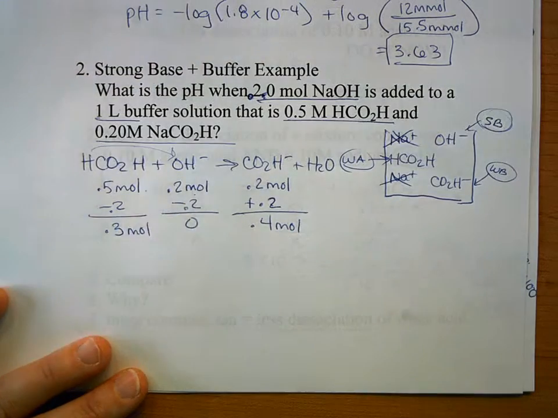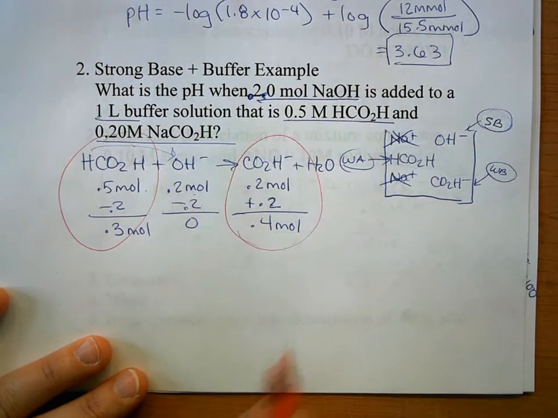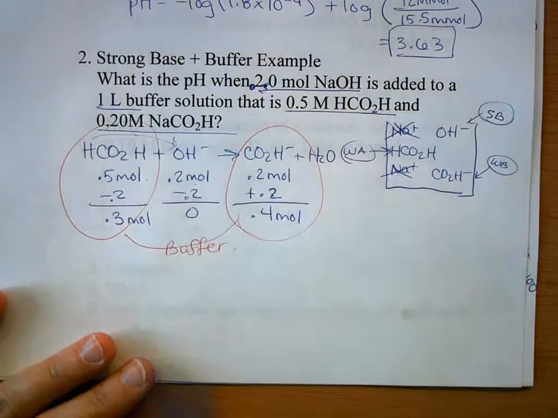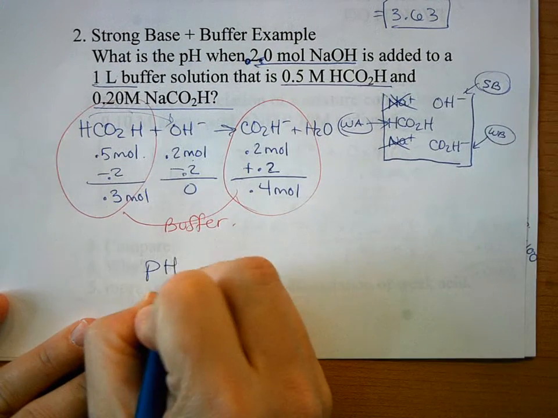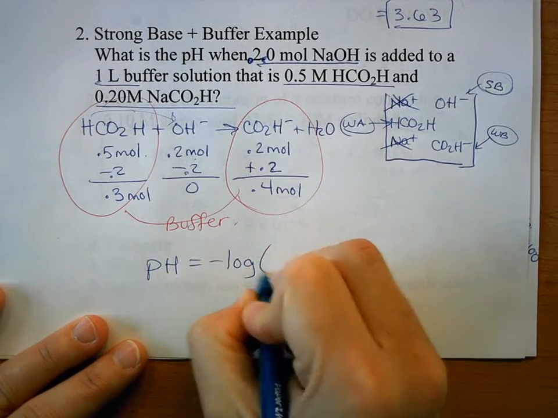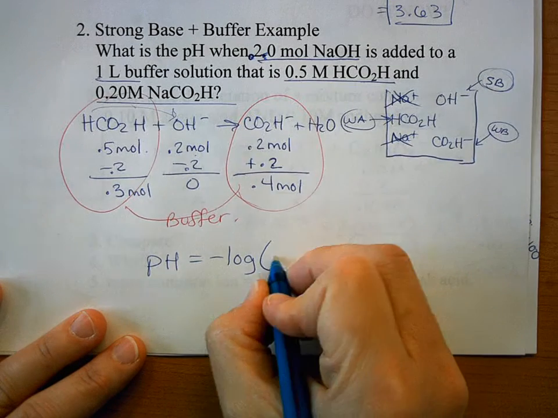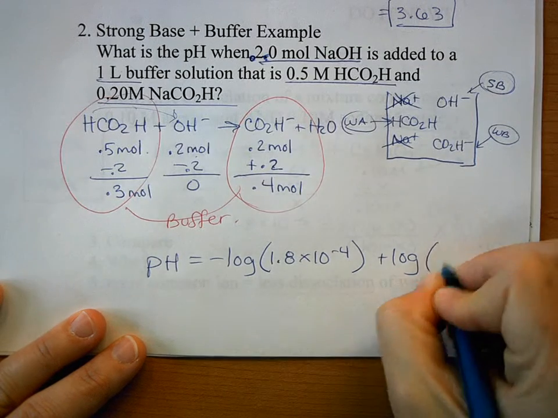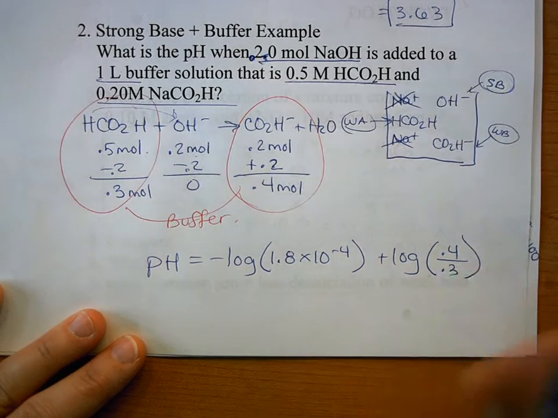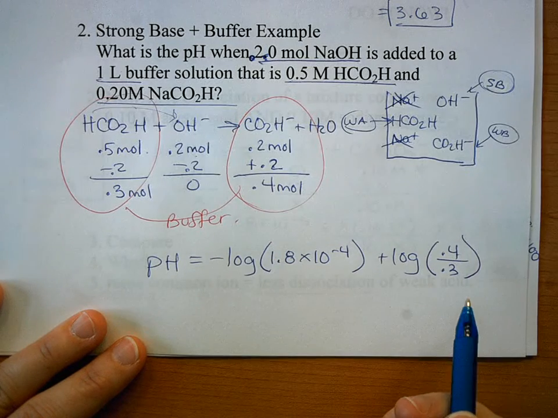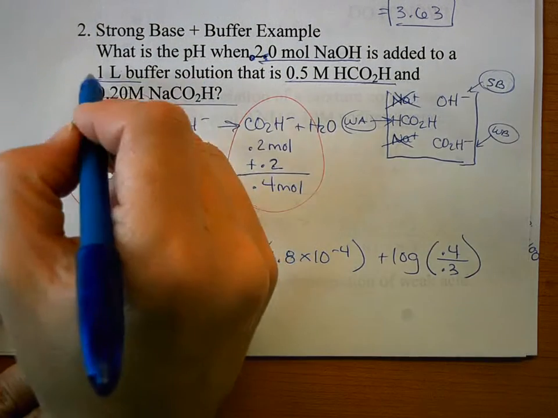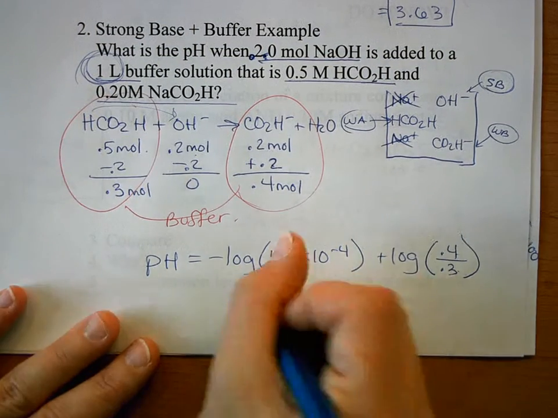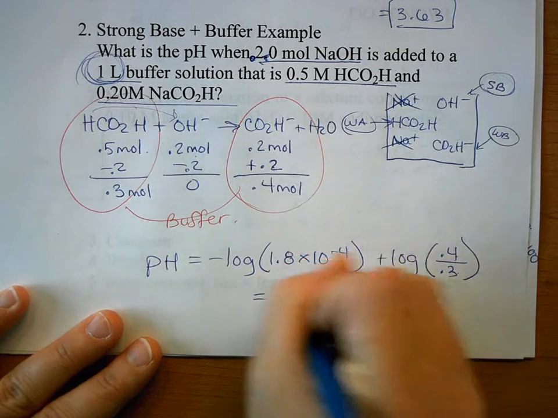So I have a weak acid. I have a significant amount of its conjugate base. So because I have that, it's a buffer. And then I can go ahead and plug into Henderson-Hasselbalch. pH equals negative log of the Ka value, which I have from the previous section, 1.8 times 10 to the negative 4, plus the log of 0.4 over 0.3. My base is 0.4 moles, and I can just plug in moles because it's the same as the molarity since I have 1 liter of that. And my acid is 0.3 moles. Gives me a pH of 3.87.